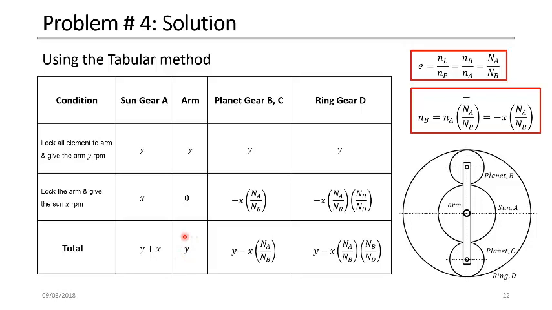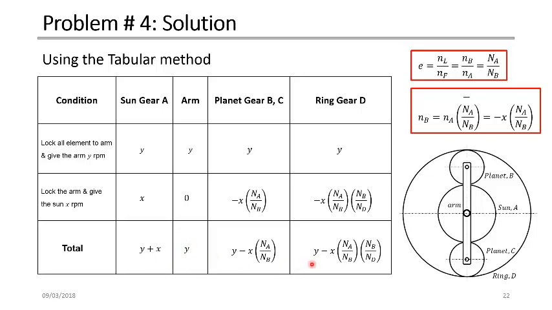Y is the speed of the arm, the total speed of the arm. And Y plus X is the total speed of the sun gear. So if you are given, for example, the speed of the sun gear, you need to equate it to these values. Y plus X is equal to what is given as the speed of the sun gear. If we wanted to find the speed of the arm, we find the value Y. The value Y is giving us the speed of the arm.